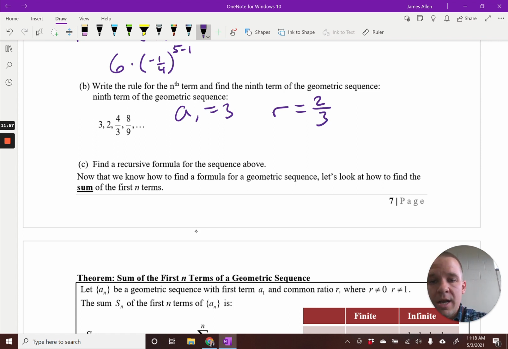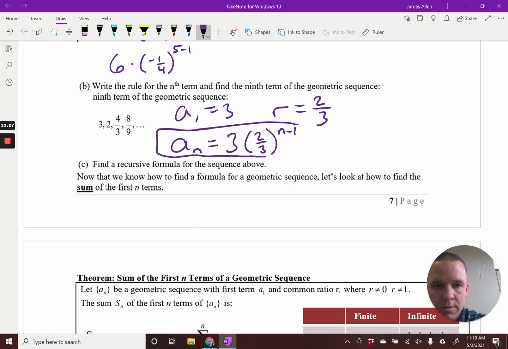Easy money. And then I've got a sub n is equal to 3 times my common ratio raised to the n minus 1. So there's the rule for the nth term, right? Now, if I want to get the 9th term, I'd plug 9 in.